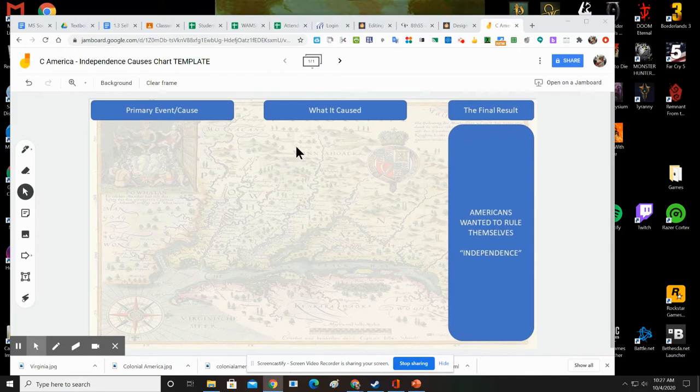Right now we're trying to find the final result, and we already have it. We already know that at some point the Americans are going to want to rule themselves, and the American colonists are going to seek independence because of this, which leads to the war for independence and ultimately the United States government. They eventually want to throw away England's rule and establish their own people in charge. So we've got to get here and we have to know what caused it.